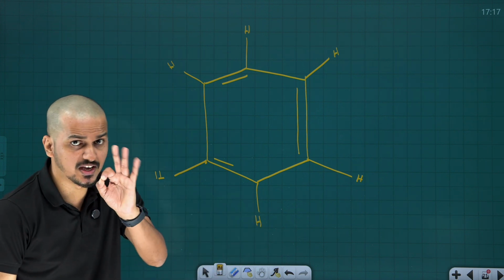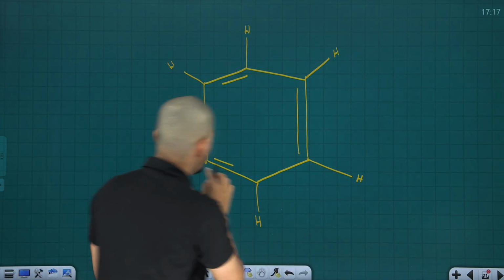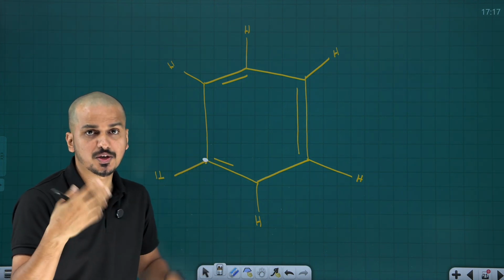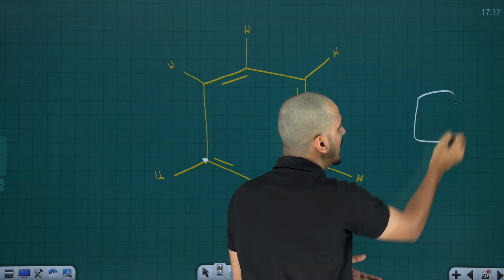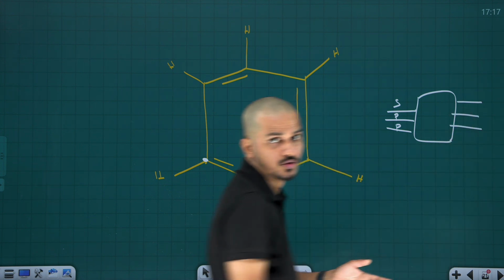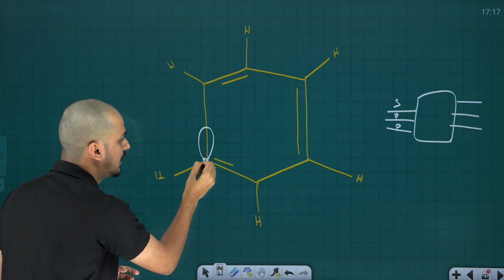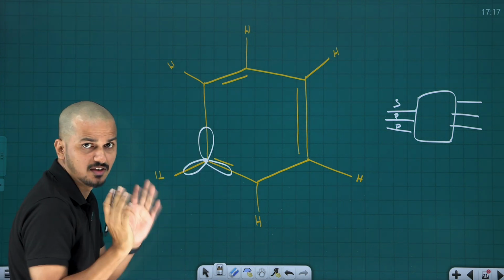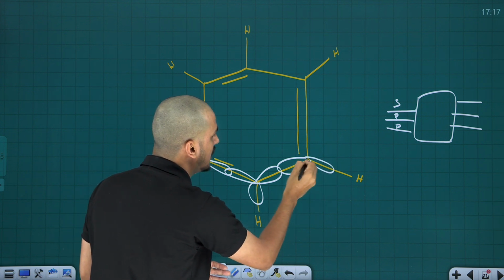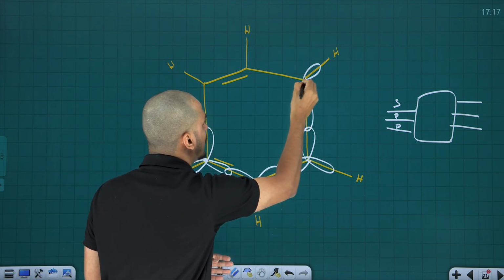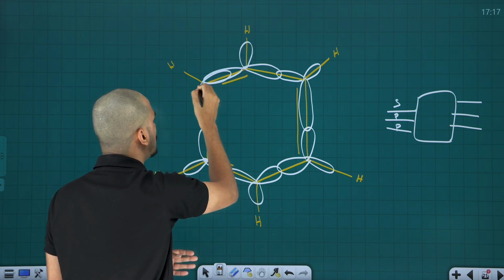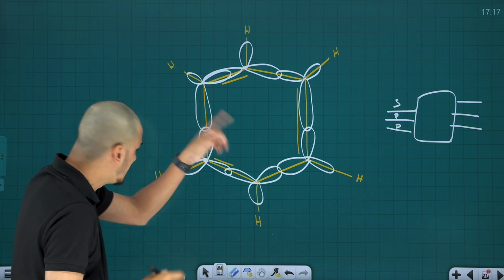Now see, listen to me very carefully, guys. Here, each carbon is in sp2 hybridization. That means how many sp2 orbitals will they produce at a time? sp2 means 1s and 2p you are mixing. That means 3 sp2 at a time they will produce. So this carbon will produce 3 sp2: one here, one here, one here. This carbon also will produce 3. So each carbon will produce 3 sp2. They will overlap like this. So 6 carbons are there.